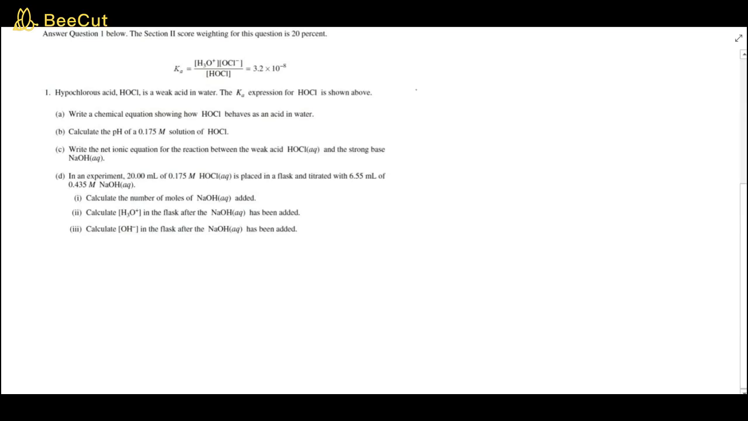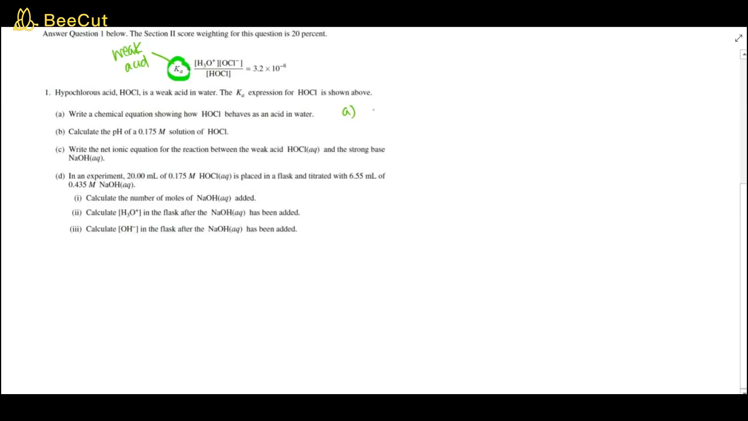So number one, it says hypochlorous acid, HOCl, is a weak acid. And again, I always tell my students, if there is a Ka value, assume 100% that this is going to be a weak acid. Always, always, always. If there's a Kb value, it holds true for weak bases as well. So the question says it is a weak acid in water and the K expression for HOCl is shown above. Write the chemical equation showing how HOCl behaves as an acid in water.